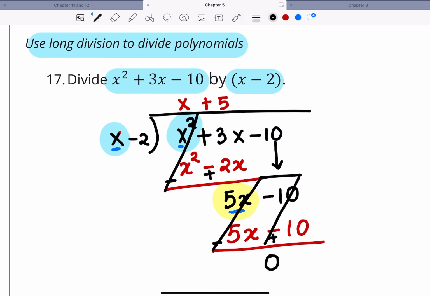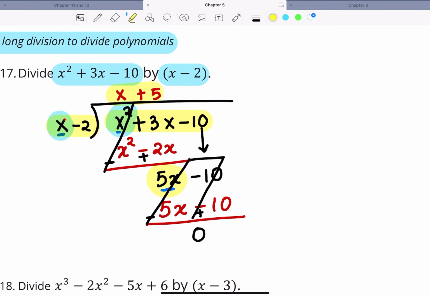So when I divide x squared plus 3x minus 10 by x minus 2, let me highlight, I end up with x plus 5. Now you can go ahead and graph this in Desmos. Why should I ask you? Let me go ahead and graph it.